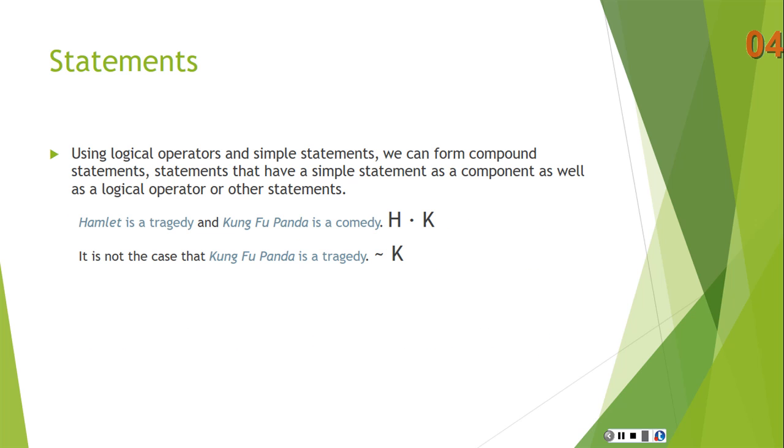So, if we use logical operators with simple statements, we can form compound statements. Compound statements are statements that have a simple statement as a component, as well as a logical operator or other statements. So Hamlet is a tragedy and Kung Fu Panda is a comedy. That is a compound statement. It has Hamlet is a tragedy, Kung Fu Panda is a comedy, so two simple statements plus the word and. As a heads up, the way you would translate that into propositional logic is H dot K. Or it could be P dot T, or it could be Z dot A.